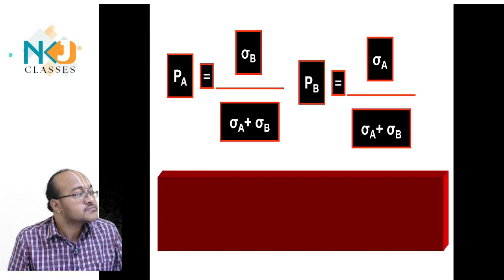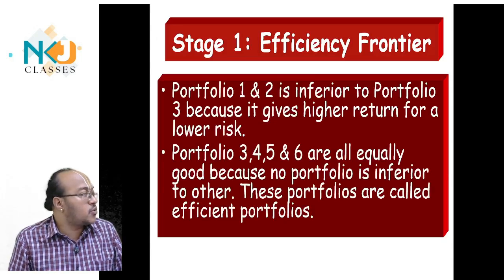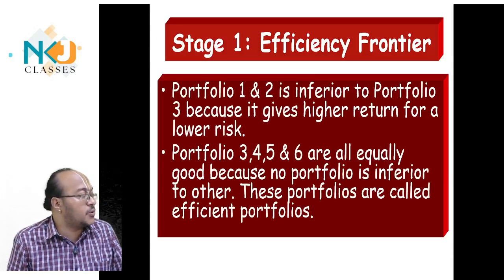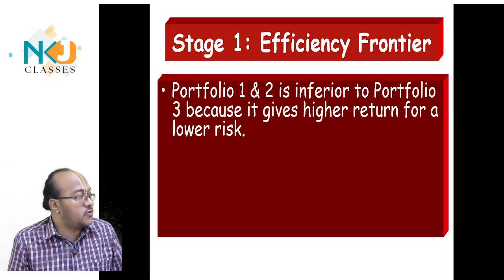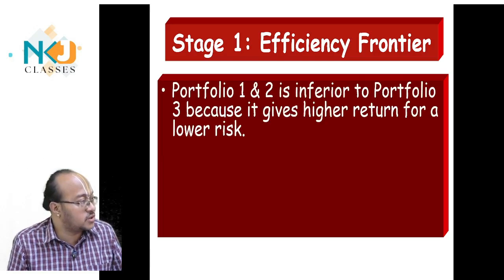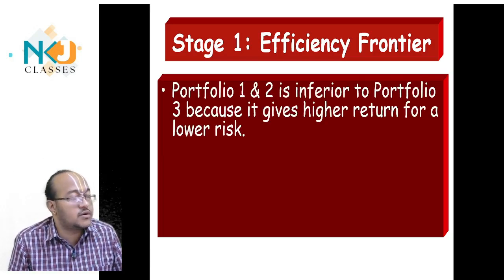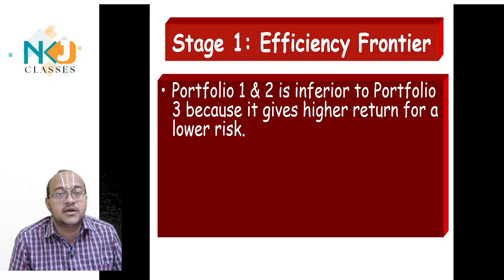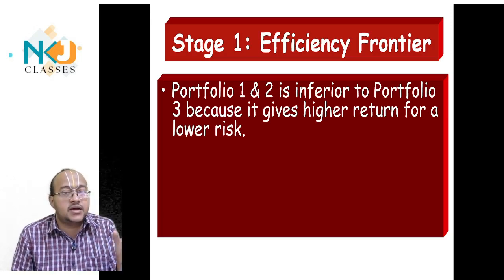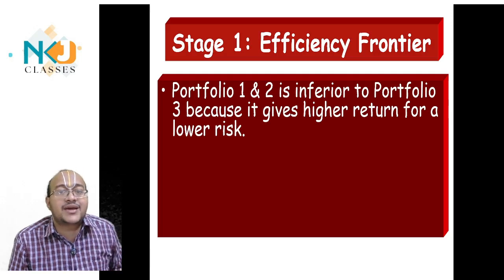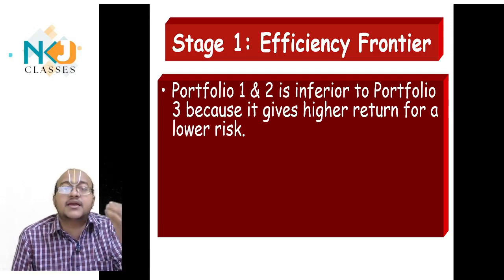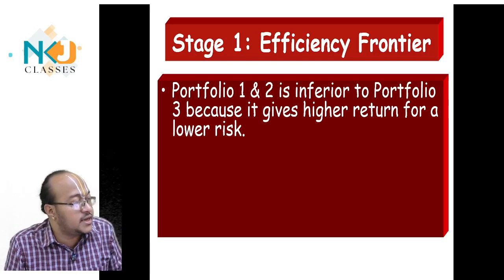See, portfolio 1 and 2 are inferior to portfolio 3. Can you all see this? Portfolio 1 and 2 are inferior to portfolio 3 because it gives higher return for a lower risk. Why lower risk? Of course, it is moving leftwards, so lower risk. It is moving upwards, so higher return. Higher return for a lower risk. Why take higher risk? Which means these are inefficient portfolios. 1 and 2 are clearly inefficient.